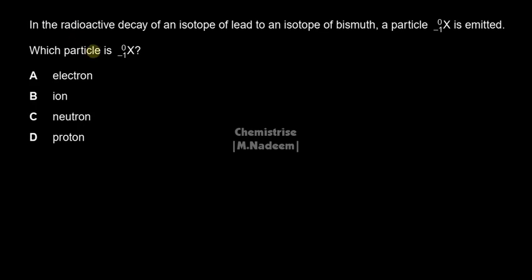So let's see the next question, in which we got a radioactive decay of an isotope of lead to an isotope of bismuth, and a particle is released. What particle is this? So you see in this particle the lower number is -1, and the upper number, that is the mass number, is 0. So mass number 0 is only possible for the electron, because neutrons and protons have a mass of 1, and electrons also carry a charge of -1, so answer is A. It's not an ion because no positive or negative charge is mentioned.